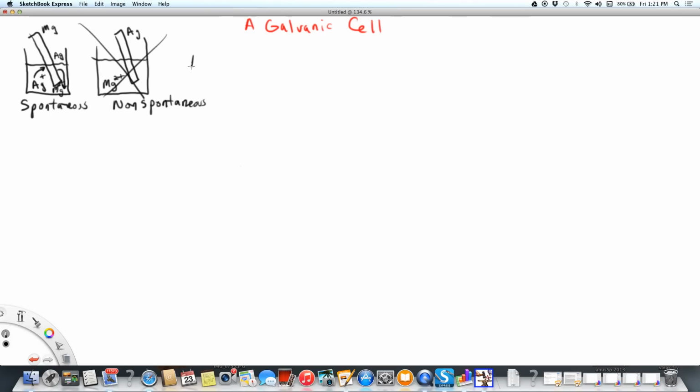So we could see that the silver ions want to get the electrons from magnesium. So silver is more hungry, not a very good chemical term, for electrons than magnesium. And we can compare any two metals this way. And so we're going to look at this right here.